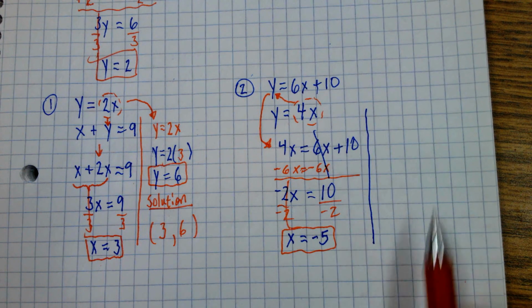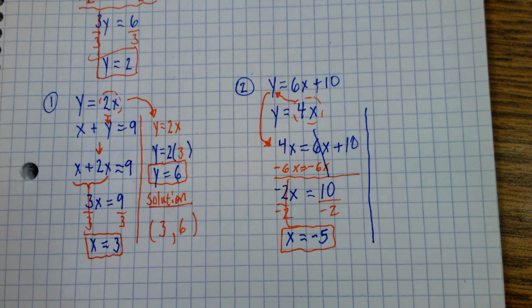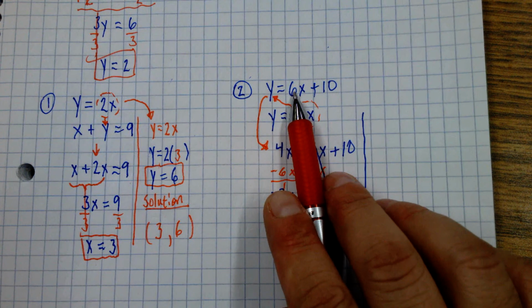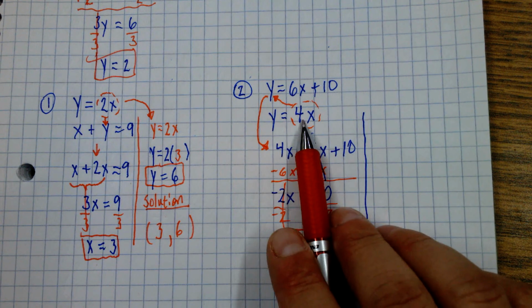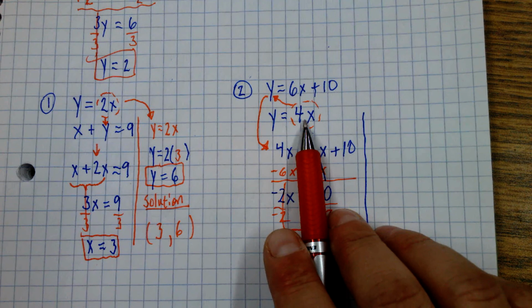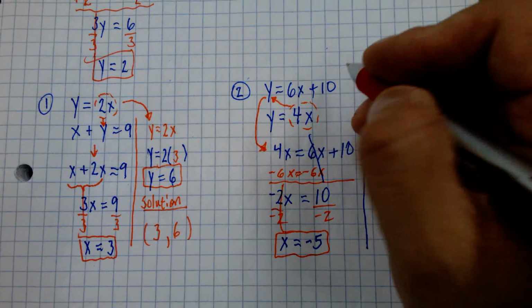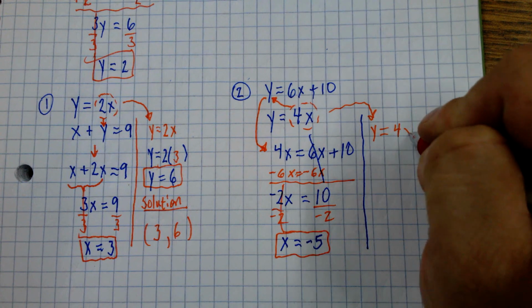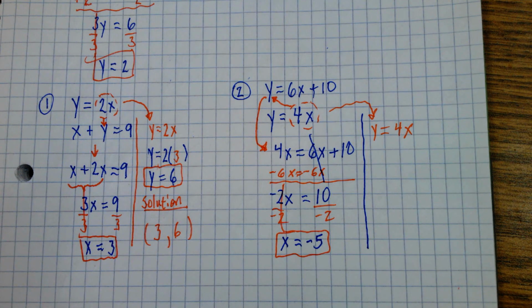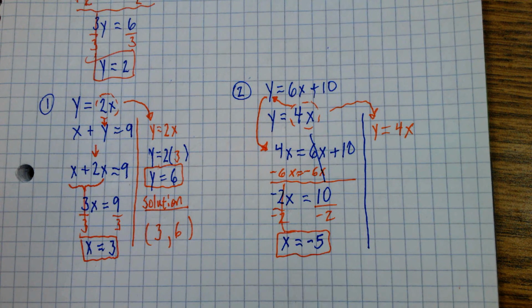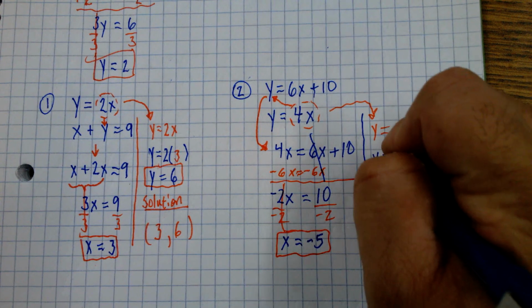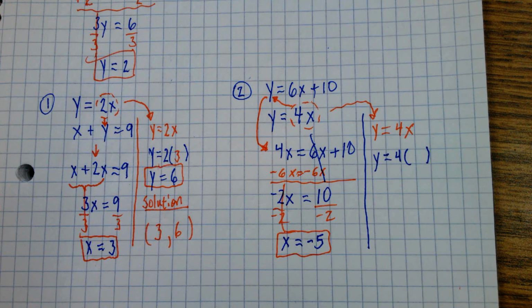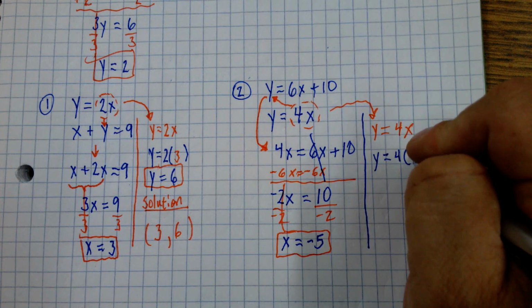So let's see. I'm going to do the rest of the work right next to it over here. I want to figure out the y part. Look at this. I have two equations I can substitute with. Y equals 6x plus 10 or y equals 4x. Which one should we use? 4x. It's smaller. It's less. Absolutely. So over here, instead of y equals 4x, we're going to make this y equals 4 times what x equals, negative 5. So let's all write that down. Y equals 4 times, we don't want x anymore. We know what x is. It's negative 5.